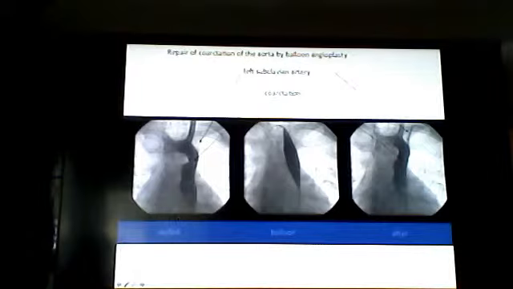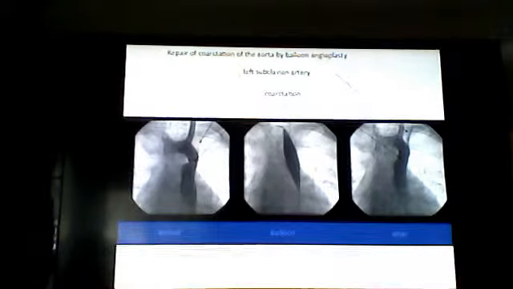This is a picture of a balloon angioplasty. So what it does is it's literally like a balloon that you stick in to make the branch, the valve or area bigger, and it tries to loosen everything up.